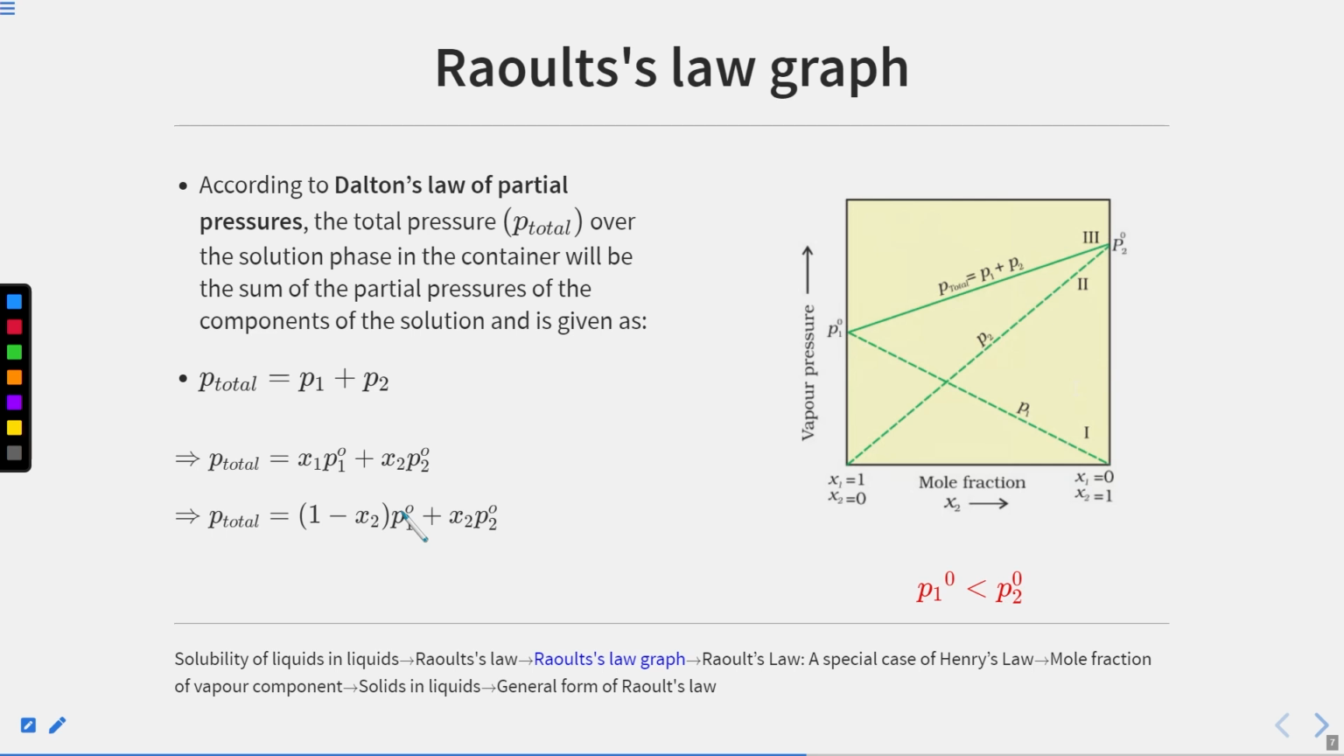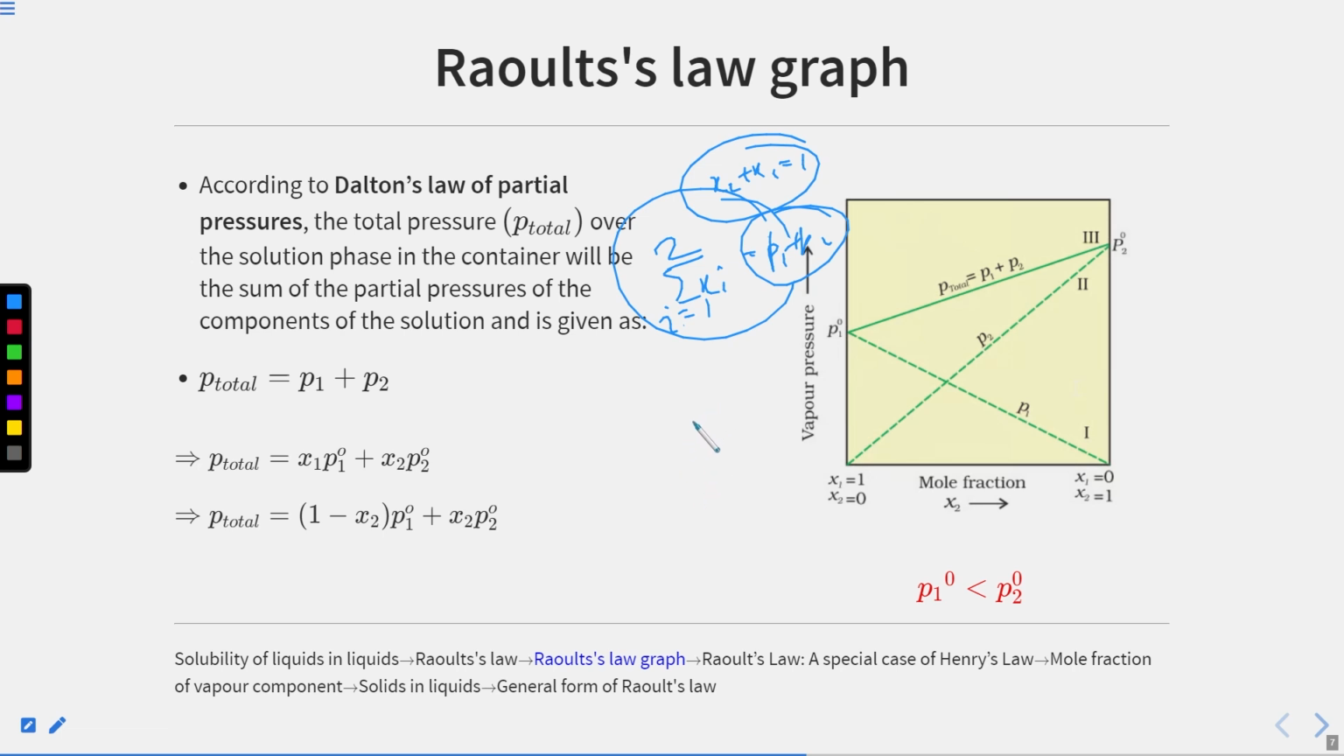Now, I have told you in the very first class that for a binary solution, we have x1 plus x2 equals 1, or the sum of xi, with the ith component going from 1 to n, equals 1. But since it is a binary solution, I will go from 1 to 2. So we'll have P1 plus P2. We have two components, P1 and P2. If we add the partial pressure due to both, we will get the P total. Sorry, if we add both the mole fractions x1 and x2, we will get 1.